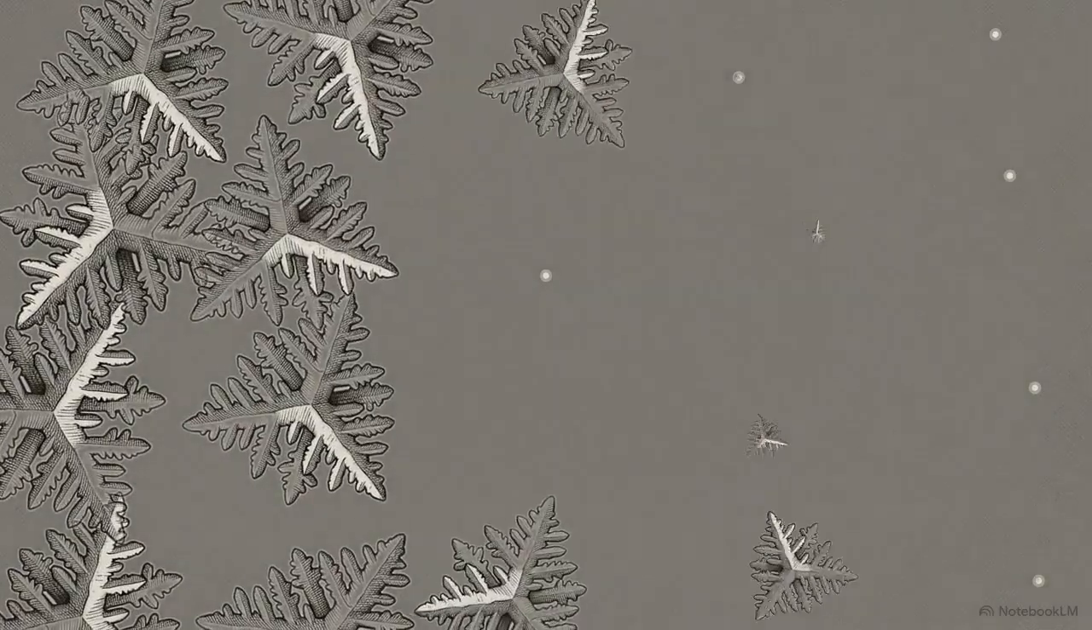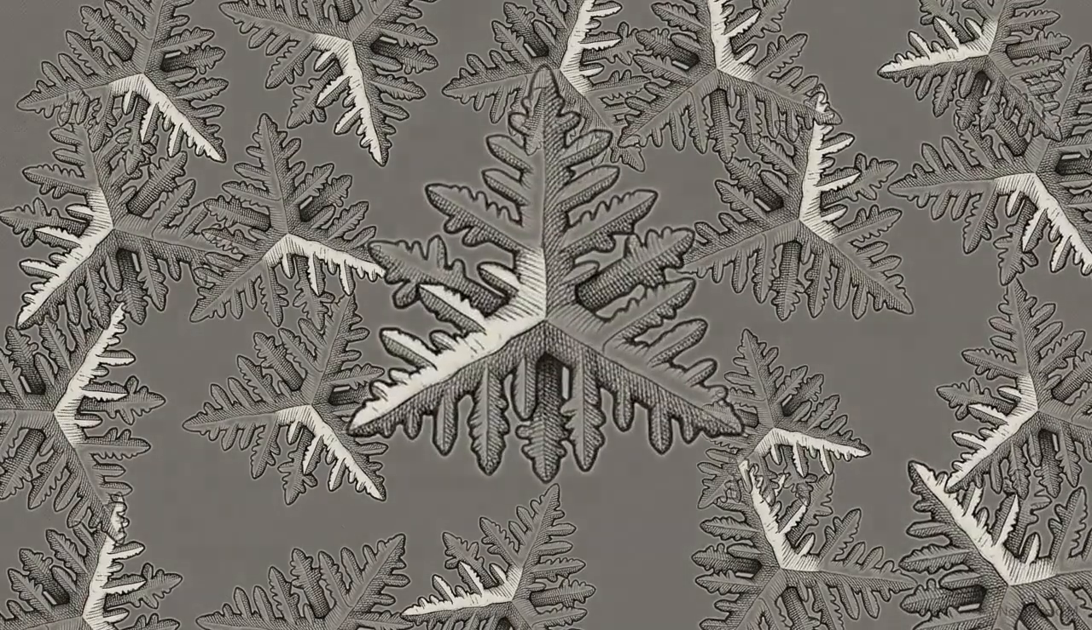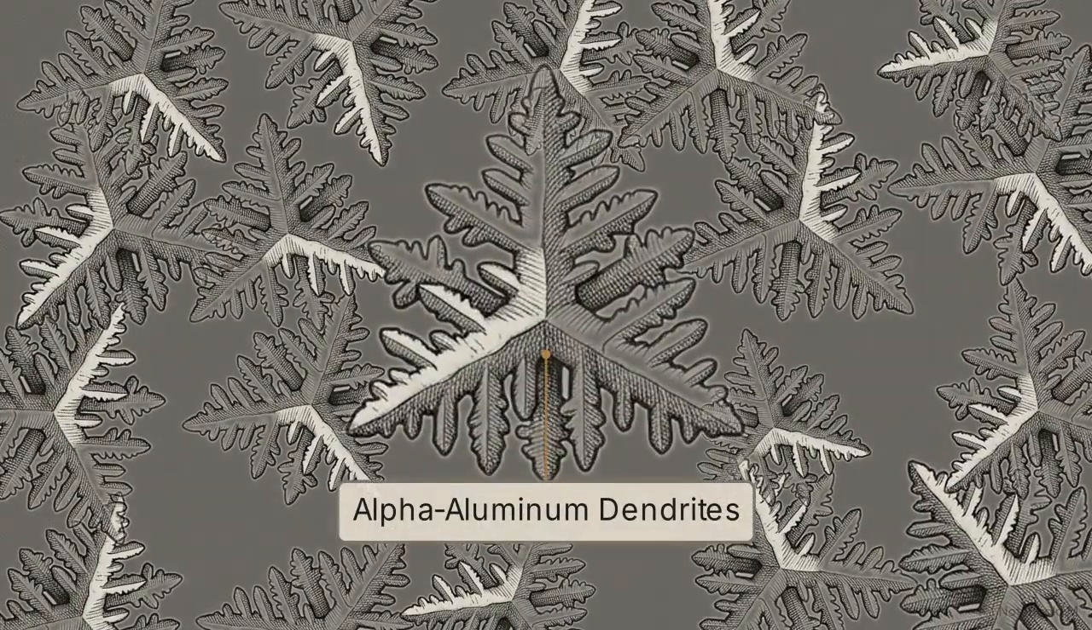If we reset the model to a purely liquid state, the first phase to emerge during cooling is the nucleation of the alpha aluminum phase. Alpha aluminum grows into microscopic, branching tree-like structures called dendrites.